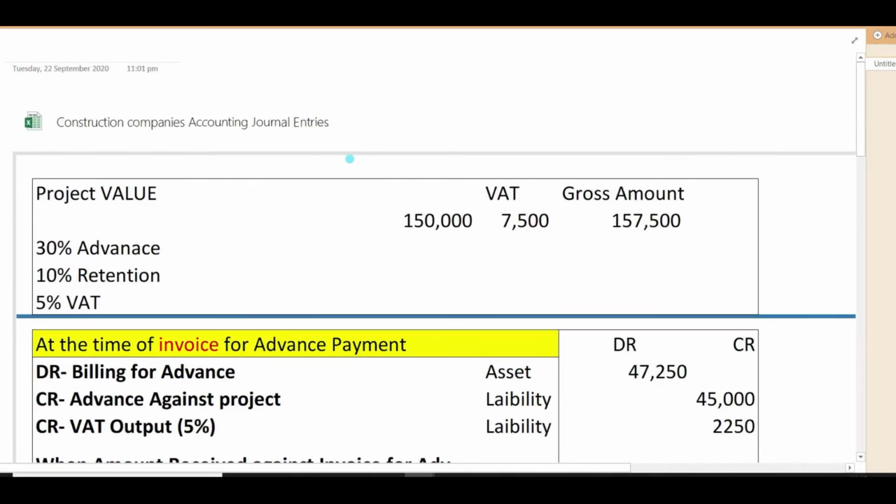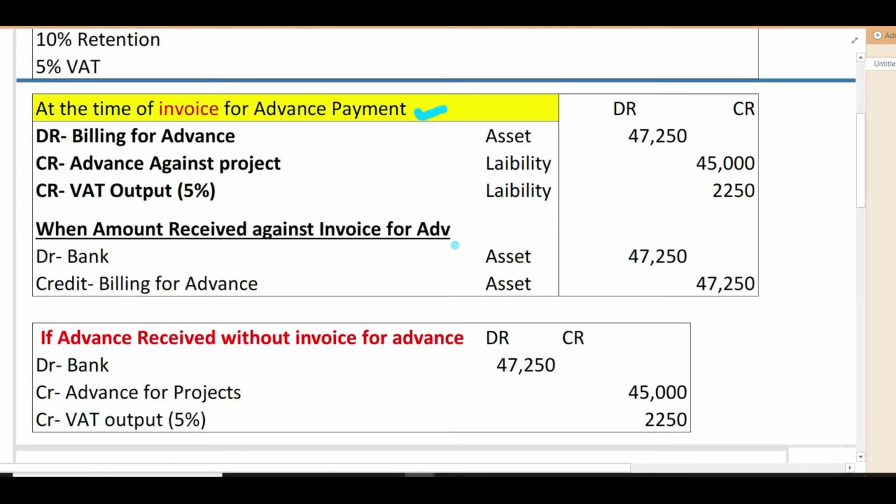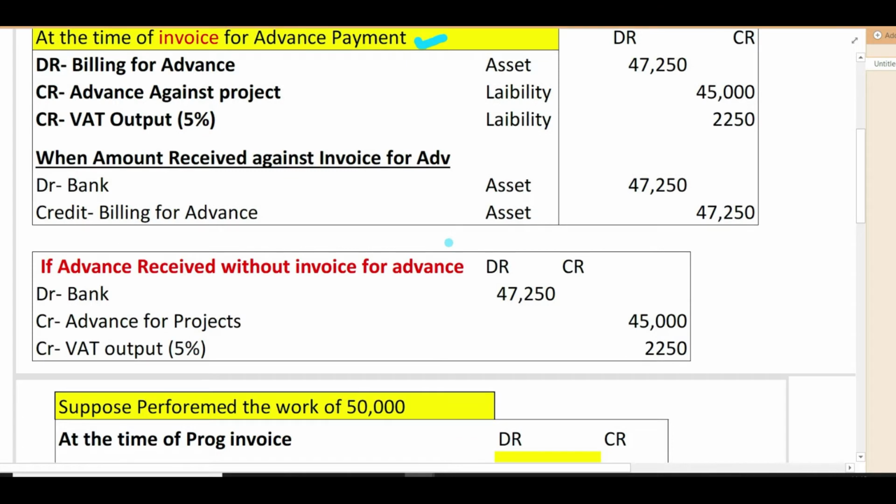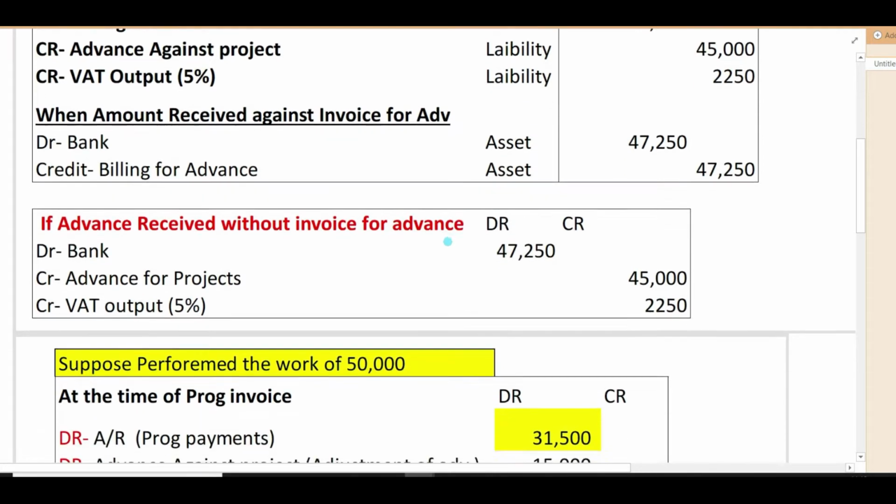Hi friends, this is Ishfaq Khan, and in today's session I'm going to discuss with you journal entries for construction contracts. So we are going to discuss journal entries for the advance payment, whether you are making an invoice for the advance payment or not making an invoice, you are just directly receiving the amount.